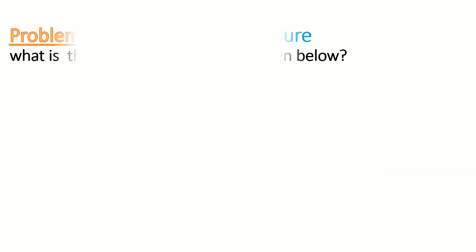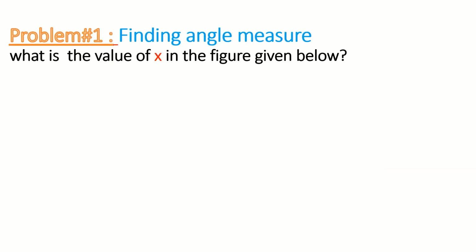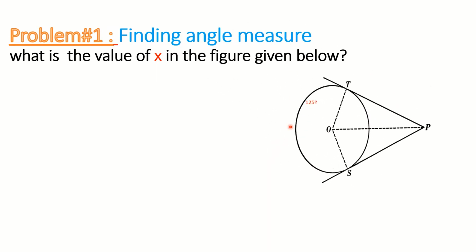Now let's see some examples. Example number 1, finding angle measure. What is the value of x in the figure given below? Here is the figure with these givens. So how can you get the value of x? Look at this figure, TPSO. It is a four-sided figure.